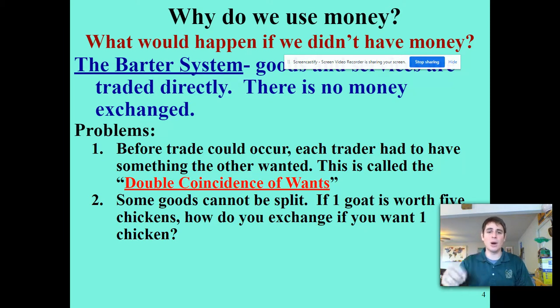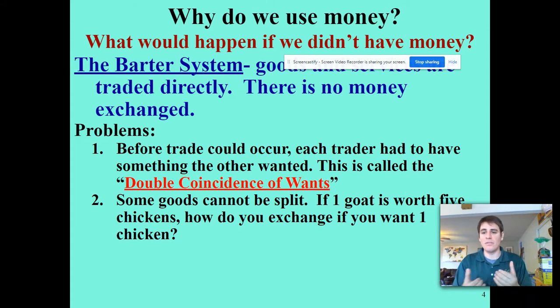The first is the double coincidence of wants, right? If I'm trying to make a trade, I've got to find somebody that wants what I have. I also have to find somebody that has what I want. So there needs to be this kind of back and forth, this mutual desire for each other's goods and services. So that is kind of a problem.